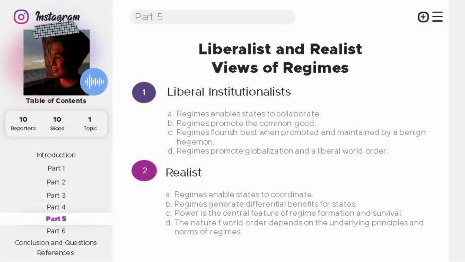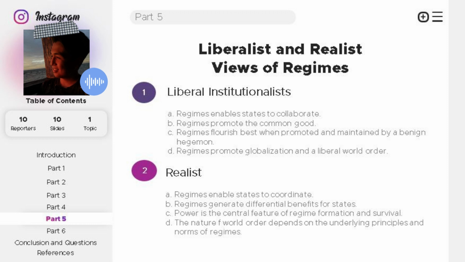Liberalist and realist views of regimes. Liberal institutionalist view: Regimes enable states to collaborate. Regimes promote the common good. Regimes flourish best when promoted and maintained by a benign hegemon. Regimes promote globalization in a liberal world order.